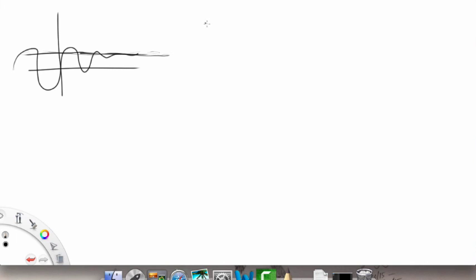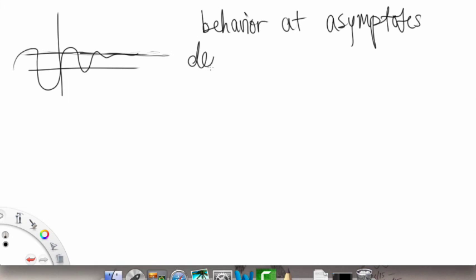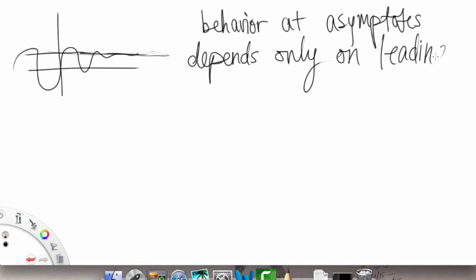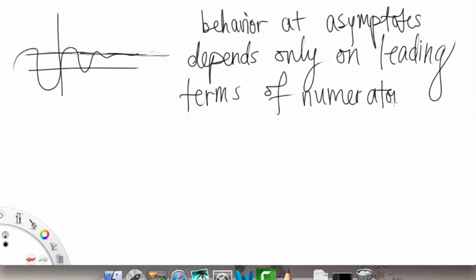So behavior at asymptotes depends only on the leading terms of the numerator and denominator. Leading terms meaning the terms with the highest degree, whatever term has the highest degree, in the numerator and denominator. Okay, so let me give you an example of what I mean.